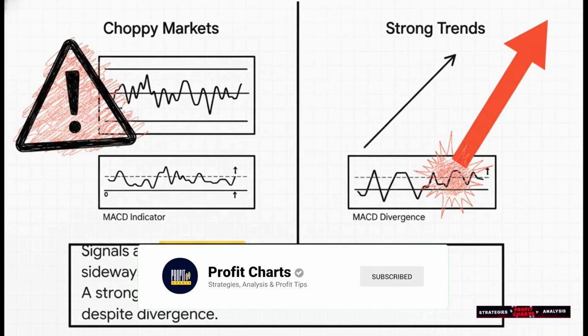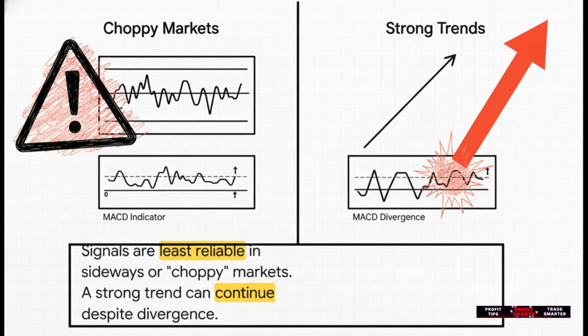The #1 danger zone for divergence trading is a market that's just going sideways, a choppy, directionless mess. In those conditions, the MACD can give you a ton of false signals that go nowhere. And you also have to remember that a really strong trend can just plow right through a divergence signal. You might see the divergence forming, but the trend just keeps on going. This is exactly why waiting for confirmation is so critical.